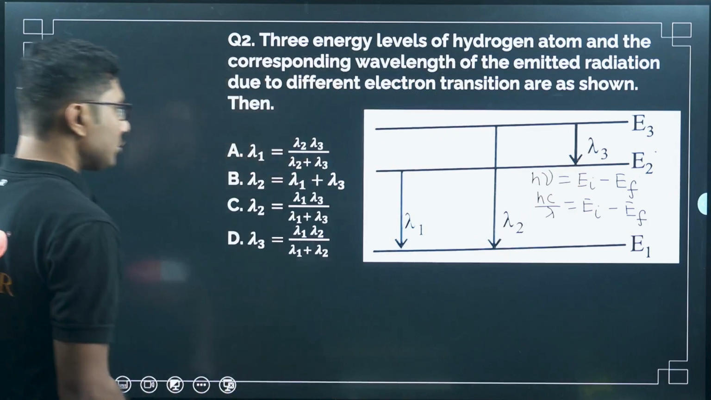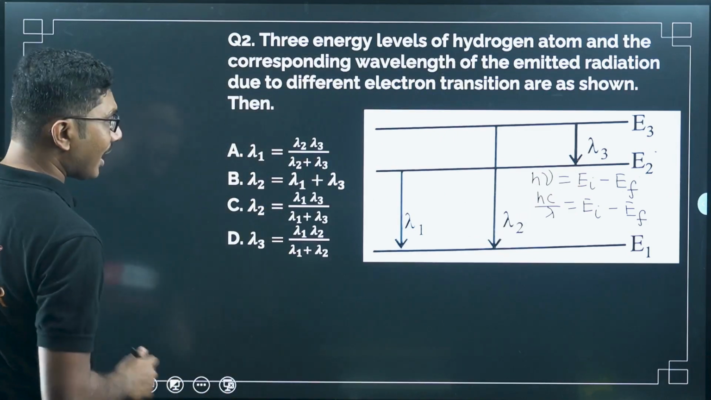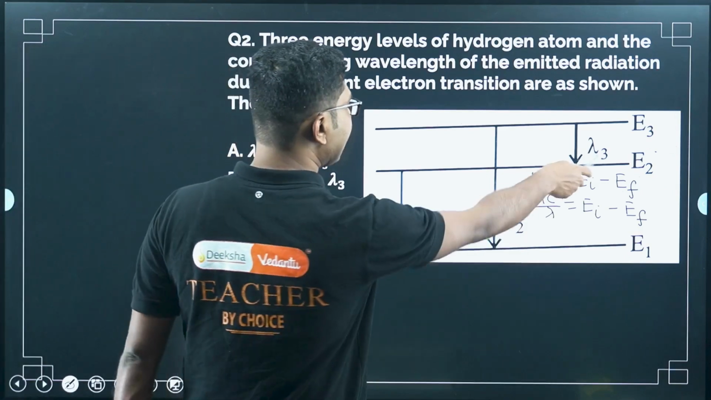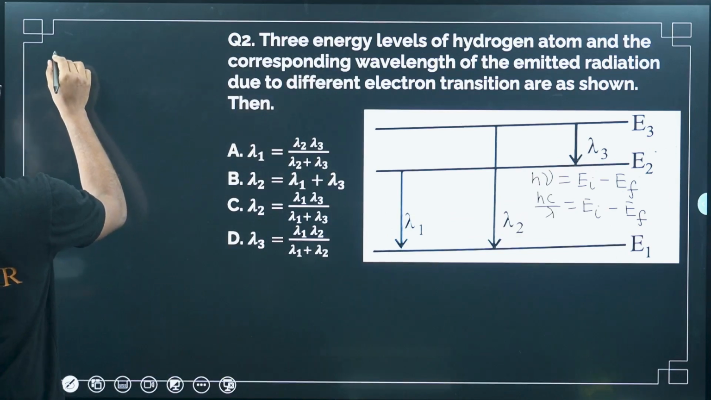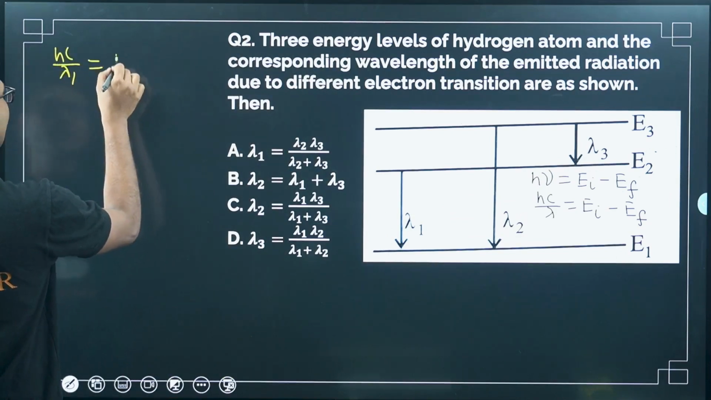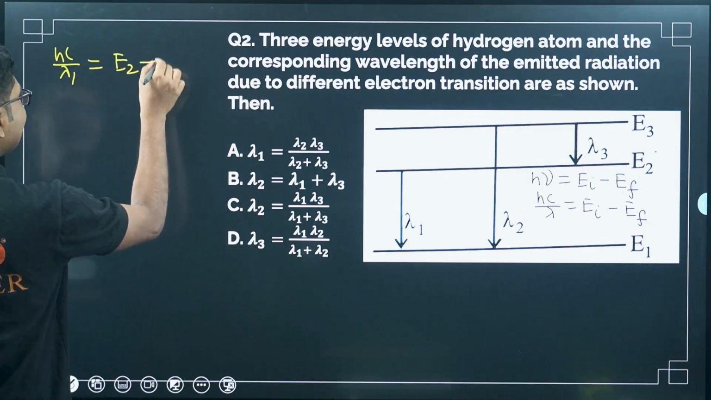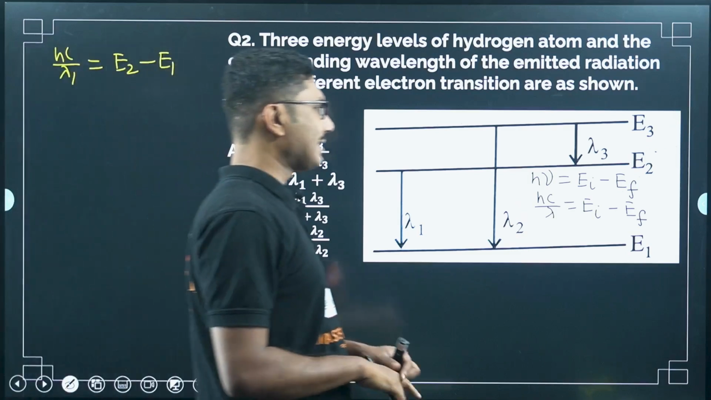Now can you write for λ1, λ2 and λ3? Let's see. First start with λ1. For λ1, the electron is jumping from E2 to E1. So hc by λ1 equals E2 minus E1. Right? Simple as that.